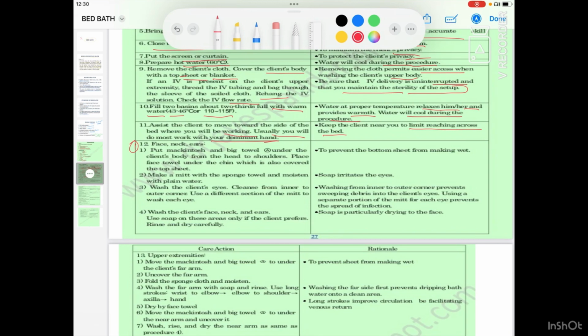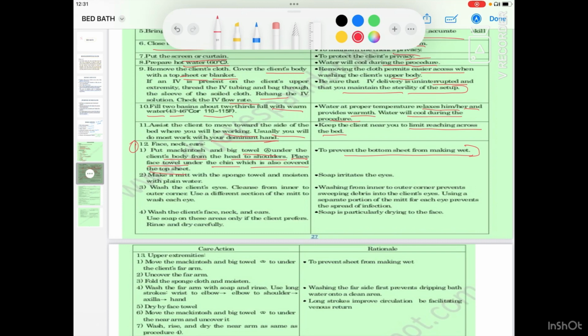Put the Macintosh and a big towel under the client's body from the head to the shoulder. From the head to the back of the head, we will spread the Macintosh and the towel. Place the face towel under the chin, which also covers the top of the sheet and prevents the bottom sheet from getting wet. So to avoid wetting, we keep the Macintosh first, and over the Macintosh we spread the big towel.